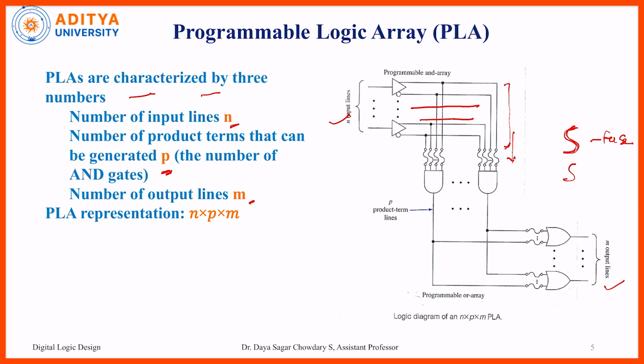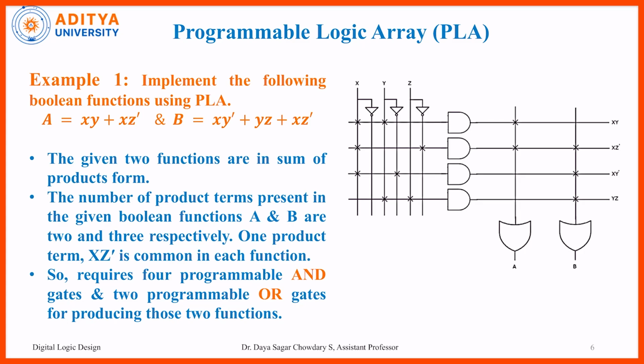So these are the combinations of these 3 gates that we are using in this particular PLA. Finally the representation of the PLA is simple: n cross p cross m. This is the final representation of the PLA. Now, most of the time we will discuss problems with the help of these PLAs. That means this is a predefined hardware. PLA is a predefined hardware.